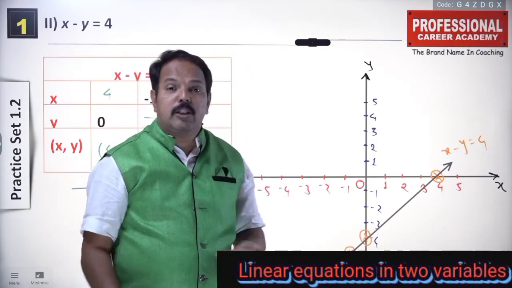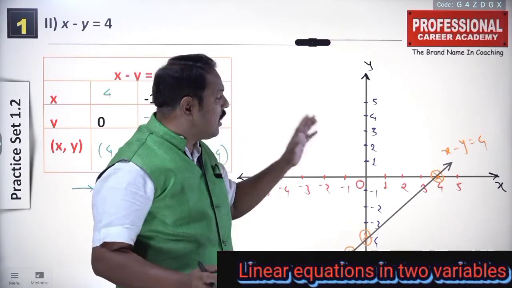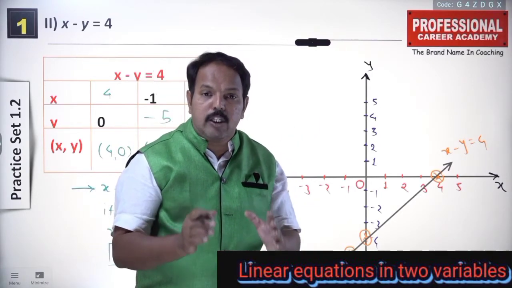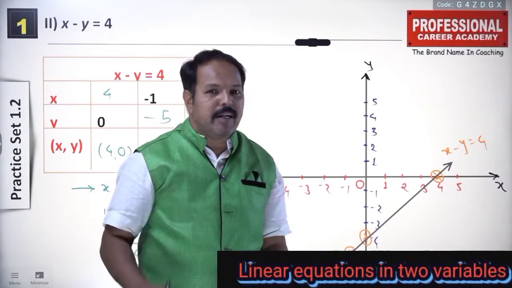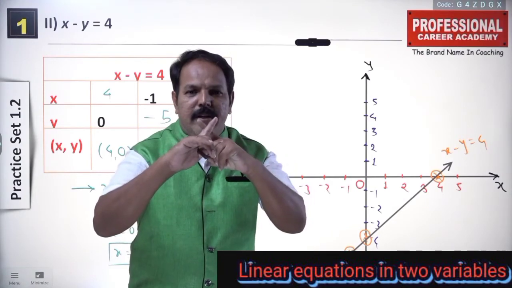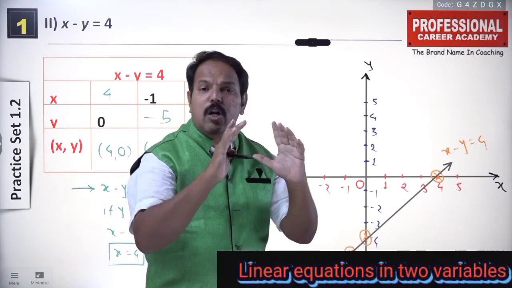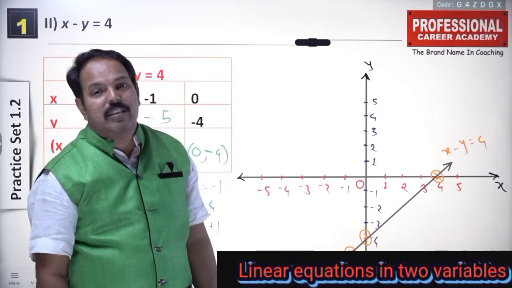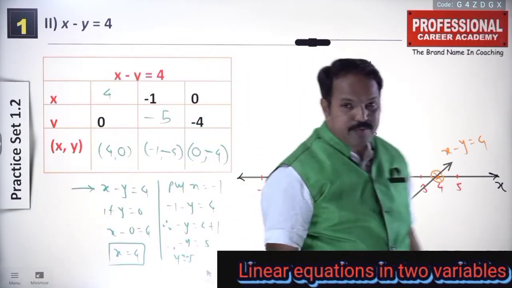So, find the coordinates for both the equations, draw the graph for both the equations and see whether these two lines intersect each other or not. If they are simultaneous equations, definitely they intersect each other, and find the point of intersection. That point of intersection, or the coordinates of the point of intersection, is nothing but the solution of the given simultaneous equations.